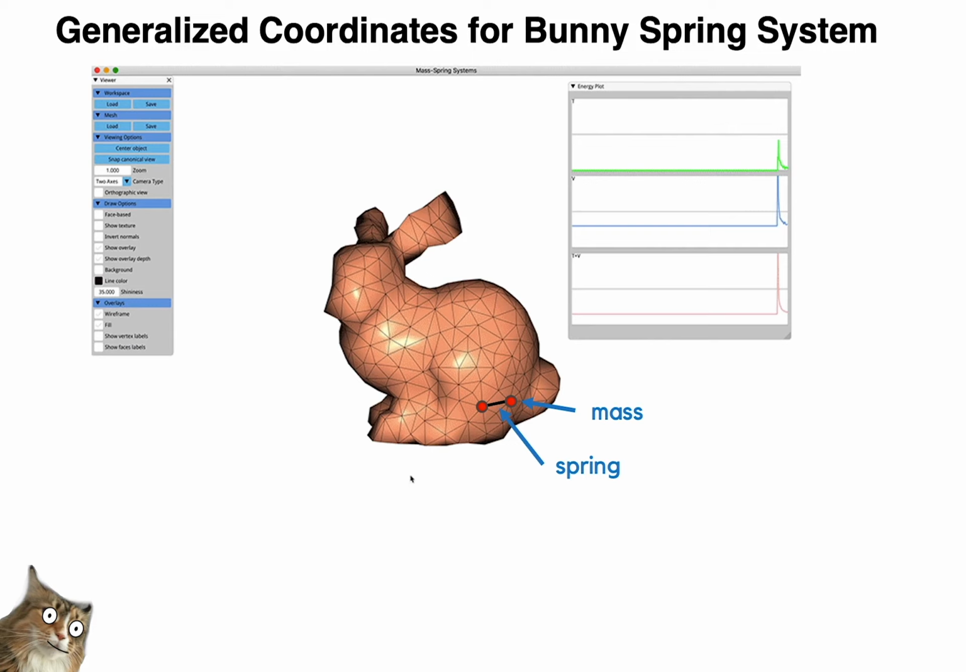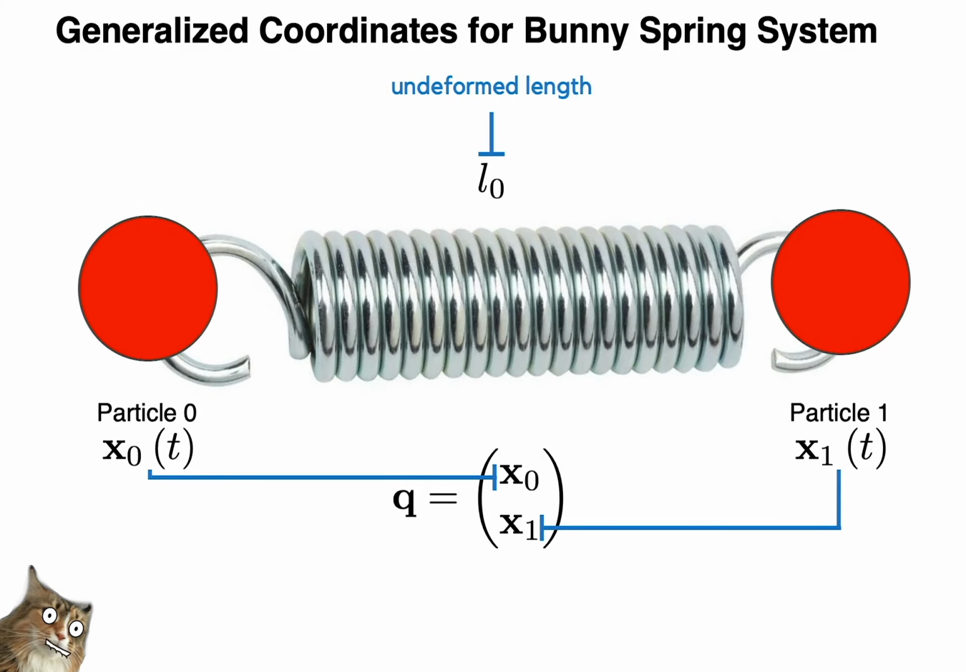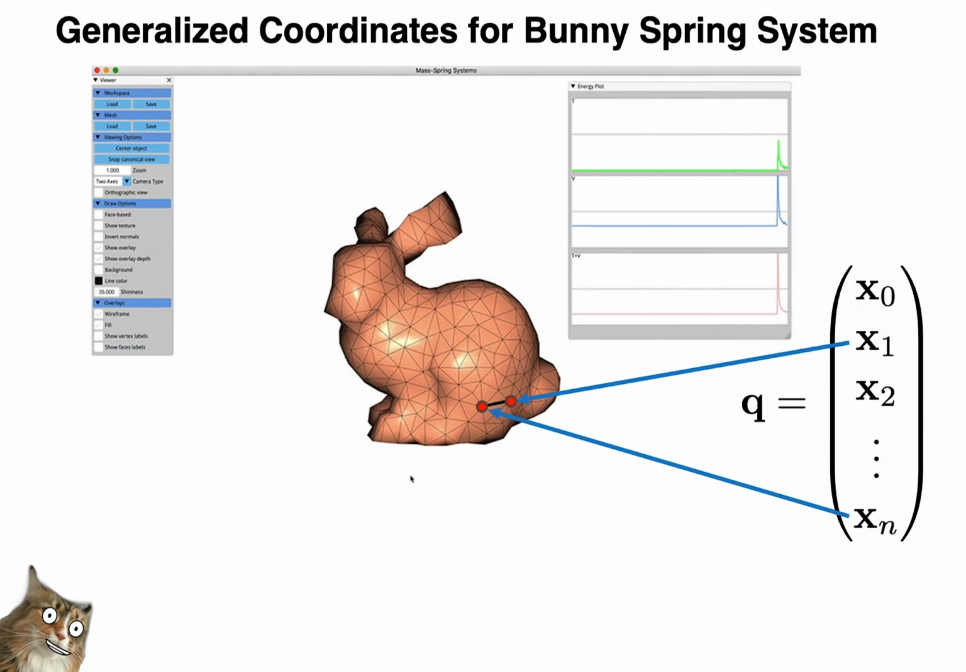As is becoming the norm, our initial step is to define our generalized coordinates. Recall that for a single spring, our generalized coordinate q was the stacked vector of particle positions, as shown here. Perhaps unsurprisingly, the generalized coordinate for our bunny is the stacked vector of all vertex positions. Because each position is 3D and is thus a 3x1 vector, the total size of q is 3 times n, where n is the number of vertices.